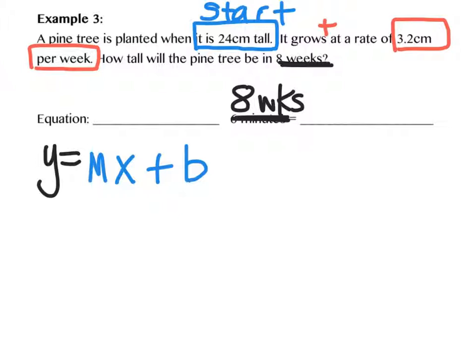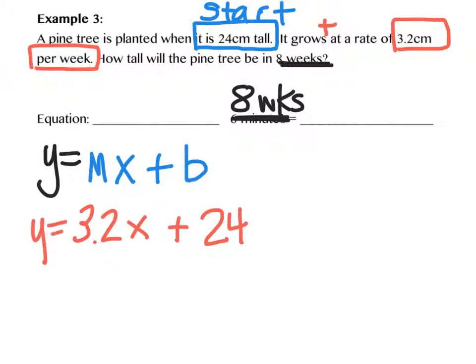So now I'm going to go back through my problem, and I'm going to insert the numbers that it gives us. I'm going to insert 24, and I'm going to insert 3.2. M, where I have the M, was how tall it's growing per week. So that was 3.2 times however many weeks it grows, plus the amount the tree was when it first started growing, which was 24 centimeters. And all of that is going to tell me how tall the tree is for how many weeks I want it to grow. And in this problem, it says I want it to grow for 8 weeks.